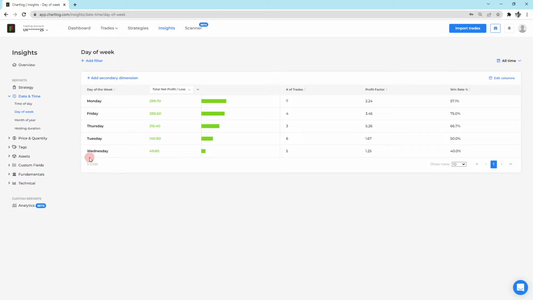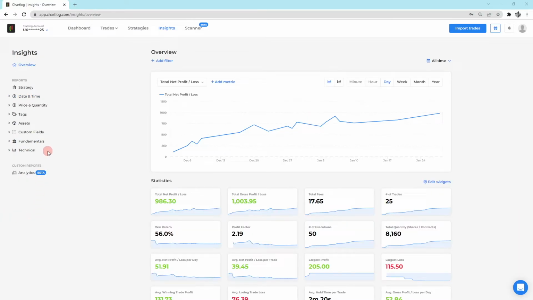In this sample set, it seems like we did the worst on Wednesdays and did the best on Mondays. There are a lot more kinds of reports that you can use. For example, you can check out your tags, the assets you are trading. You can use custom fields, which we are going to do in a minute. You can check out how the fundamentals of your traded assets determine your probabilities, and also technical aspects. And if you don't find what you want inside of all these reports, you can always do your own custom reports and create them with the analytics feature.